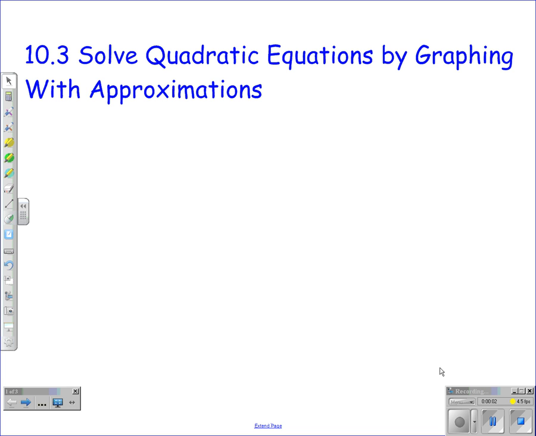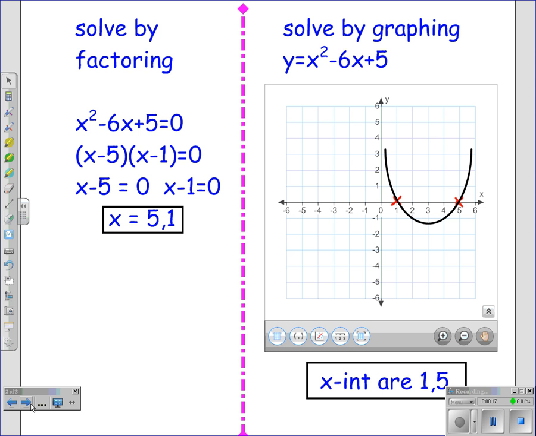We are continuing to solve quadratic equations by graphing, but today it's with approximations. Not always will your answers be perfect numbers. Sometimes we have to round our answers to the nearest tenth or so. Our numbers here turned out to be perfect, right on the line, but sometimes our parabolas might not end up perfect, and we have to find out what these two places are in terms of our answer. We won't do it by factoring. We will do it by graphing.